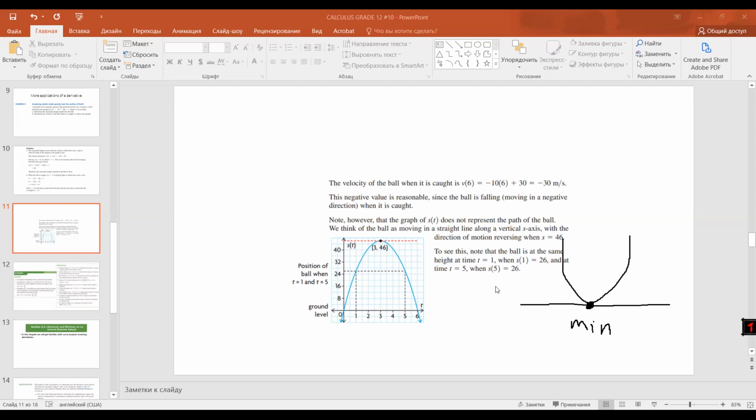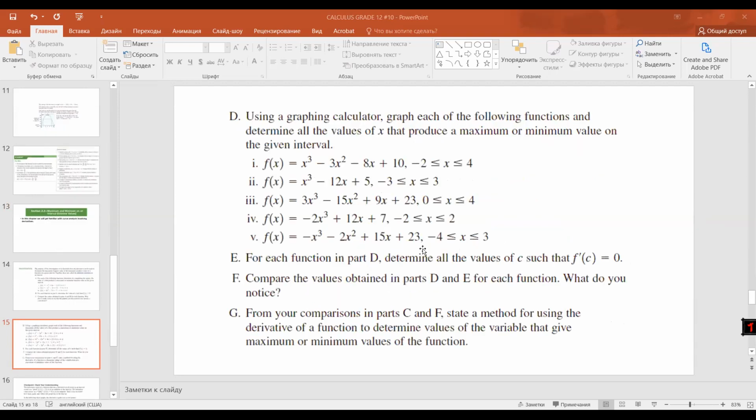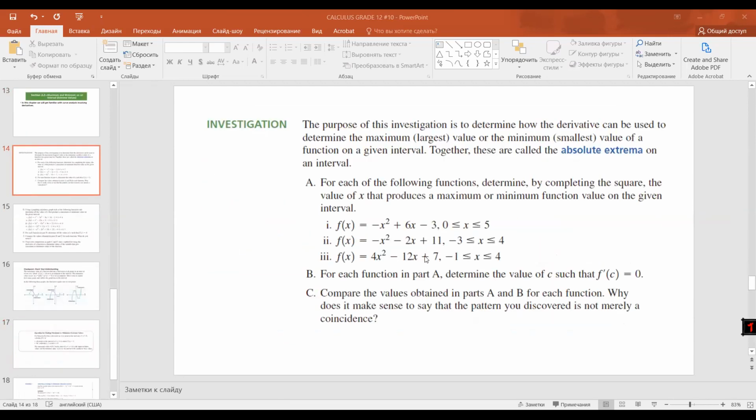Yeah. Let's take a look. So now we're just gonna do one example. There are 2 times they ask you to do this. We're gonna do it once, and we're gonna end our class at this moment. The purpose of this investigation is to determine how the derivative can be used to determine the maximum, largest value, or the minimum, smallest value of a function on a given interval. Together, these are called the absolute extrema on an interval. Any questions? No.